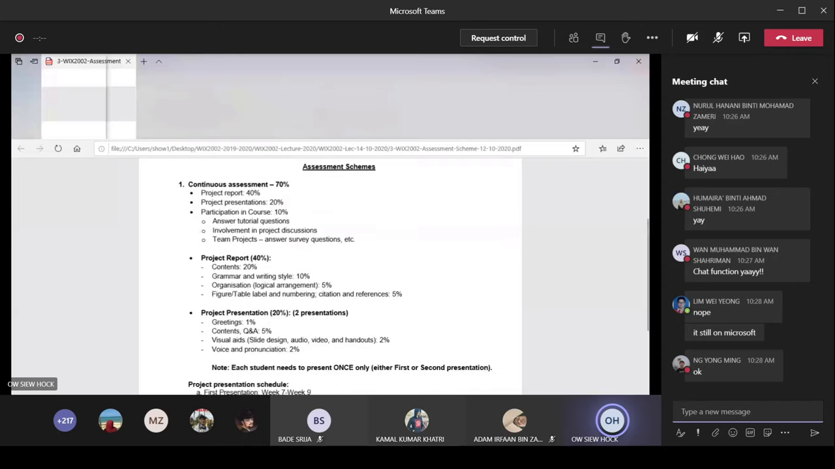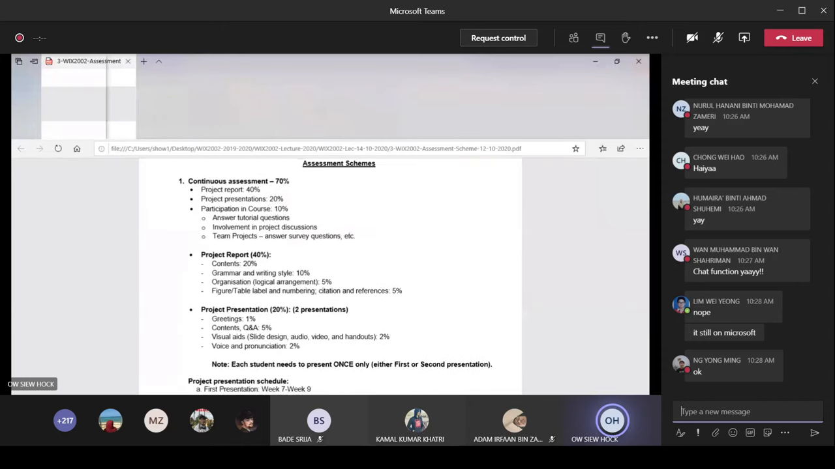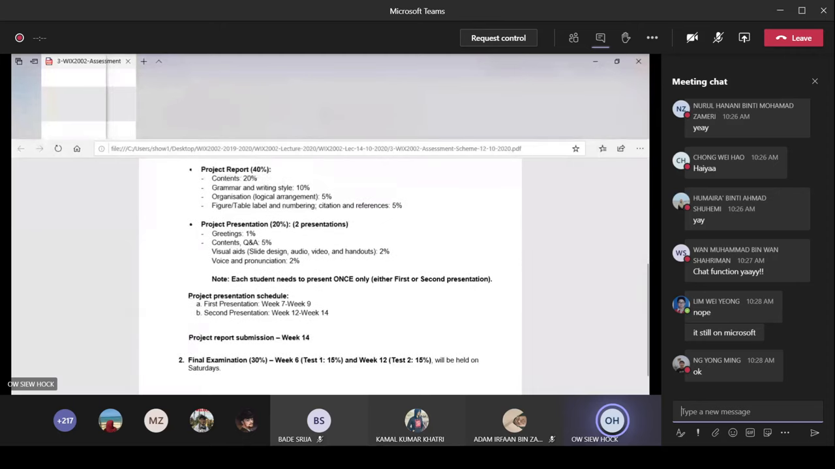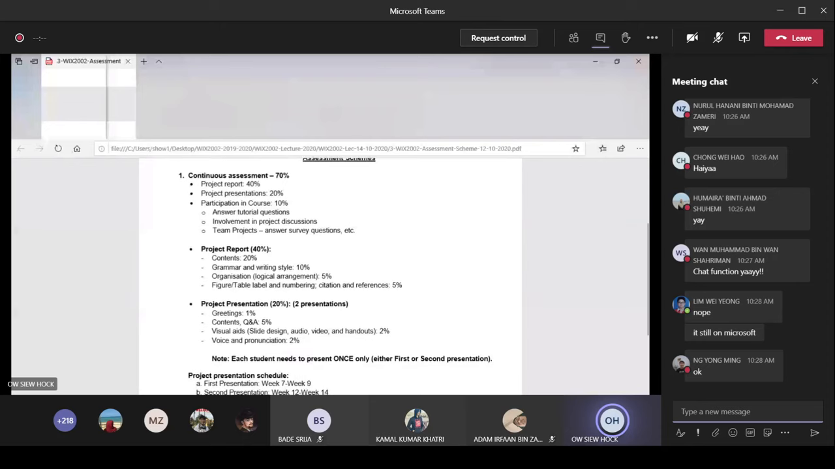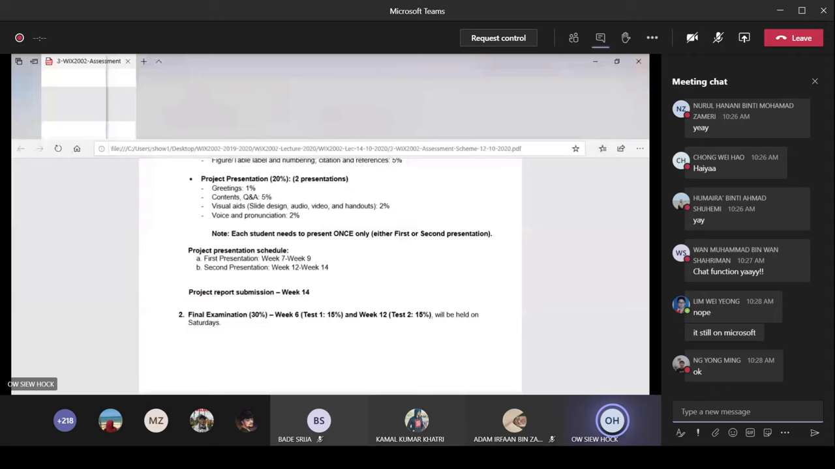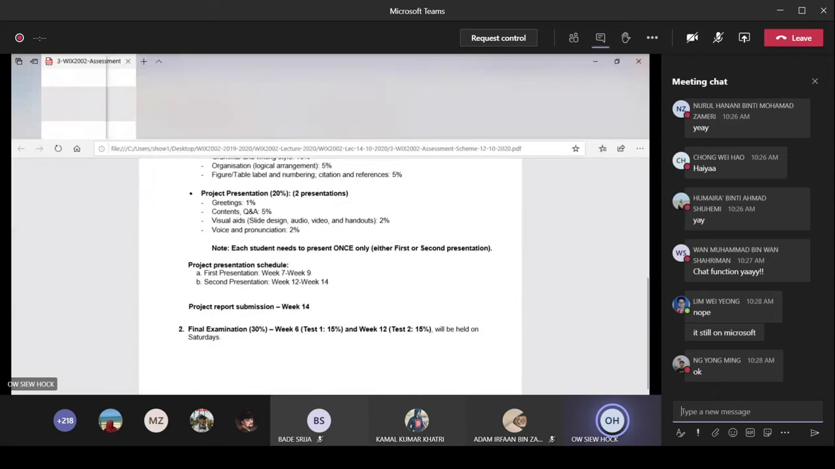This one is common for both, so that is standard. All students taking this course have the same assessment scheme. The first one is continuous assessment, which is 70%, 70 marks. Last time, because it was face-to-face, we were supposed to have a 30 marks final exam. But since this is online e-learning for the 14 weeks, we are not allowed to have a face-to-face final exam in the exam hall. We have decided to change the 30 marks of final exam into two tests. We call them test one and test two. Okay, I'll come to that later.